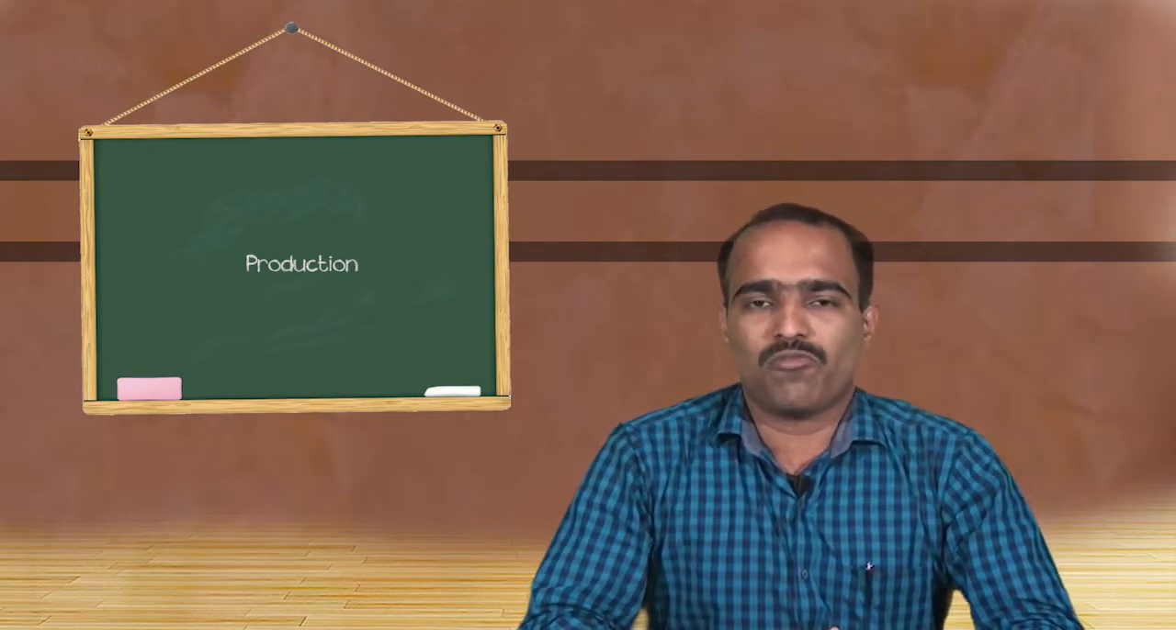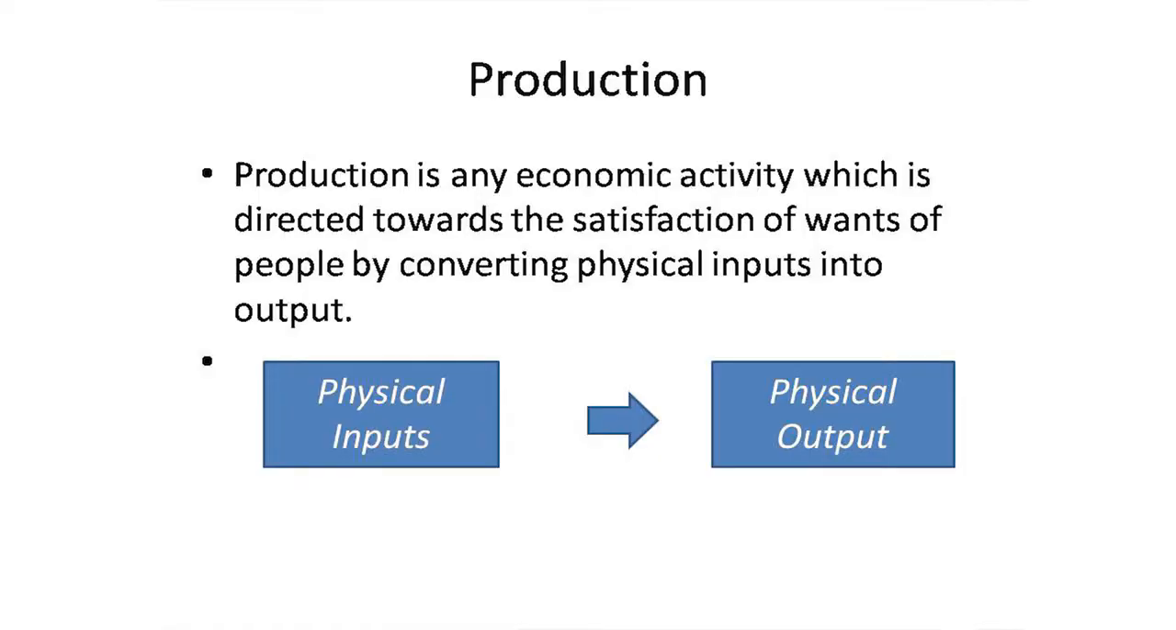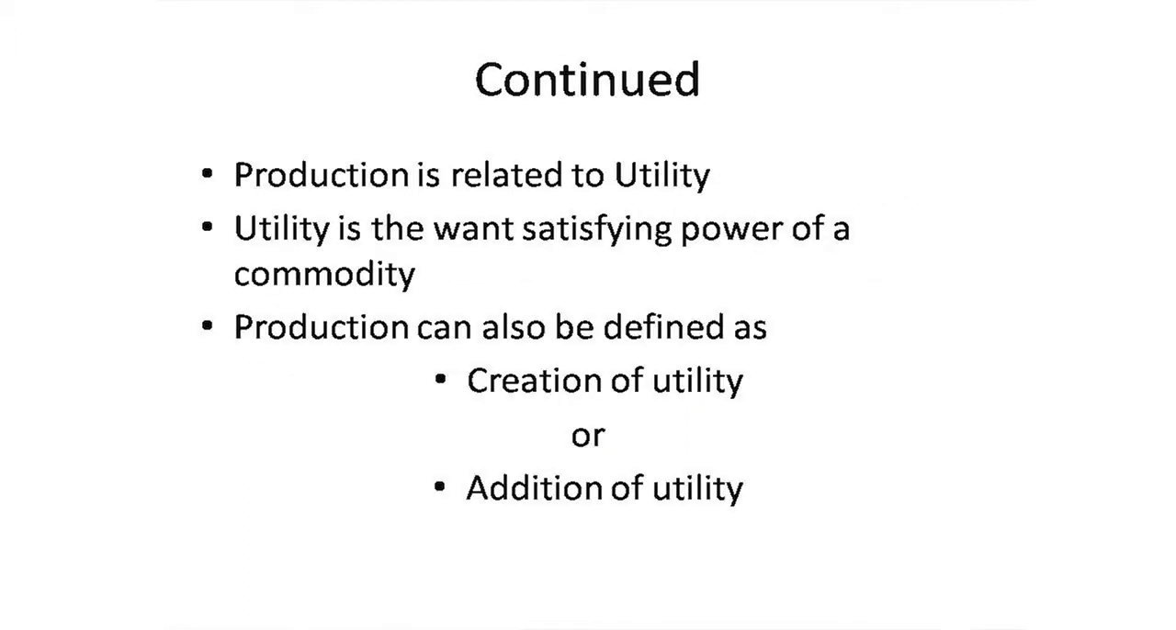I will tell you about the meaning of production now. Production is any economic activity which is directed towards the satisfaction of wants of the people by converting physical inputs into physical output. Production is always related to utility. Utility is nothing but want satisfying power of a commodity. Therefore, production can also be defined as creation of utility or addition of utility to a commodity.